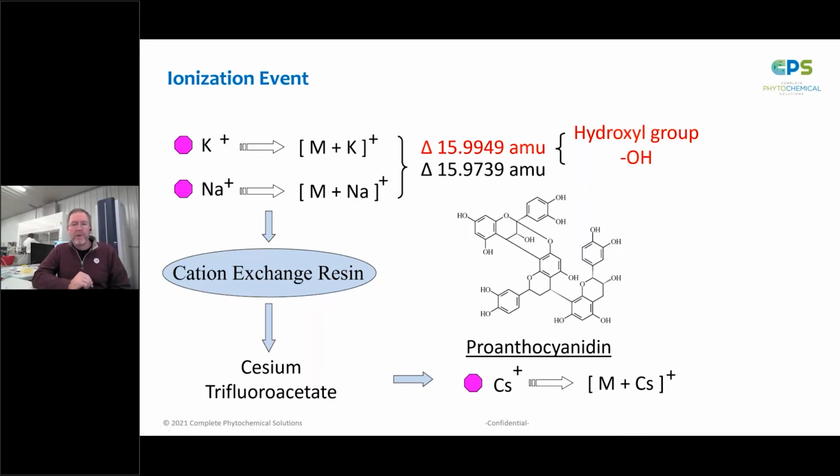And I think this will become more apparent as we actually collect some data here in just a moment and then analyze the data to be able to show the differences between analyzing product before and then after deionization and subsequent spiking with cesium.